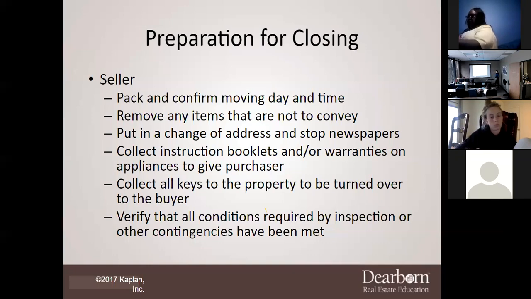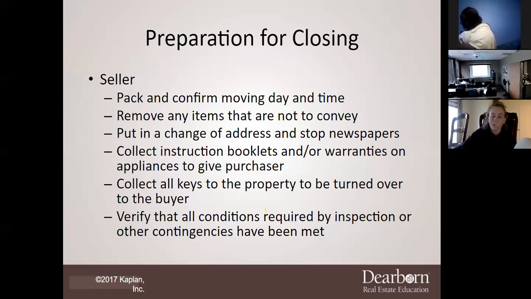And you'll have to verify that all conditions required by inspection or other contingencies have been met. So if there was something wrong with the house during the inspection, and buyer and seller agreed to fix it, you've got to make sure it's fixed, and that any contingencies have been met. Because you can't close if you have contingencies that are not done. So that's several things that a seller will have to do when preparing for the closing.